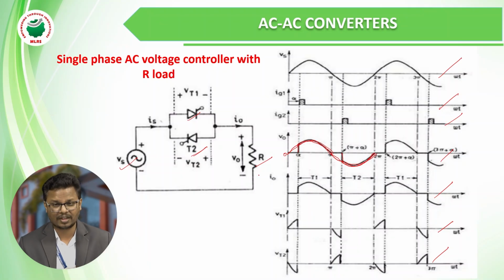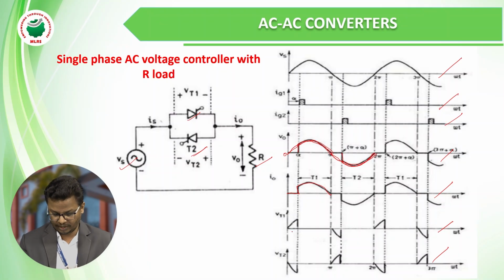And here we are considering the R load. Already in the previous class we discussed that in the R load, the V0 waveform is similar to the I0 waveform, but the amplitude of V0 and I0 will not be the same. The I0 amplitude is somewhat less than V0. If you observe here, this is I0 and this I0 waveform is the same as V0 for R load. That we already know.